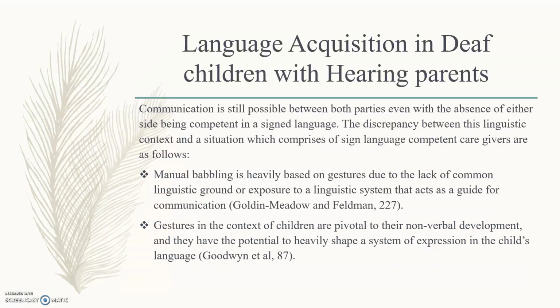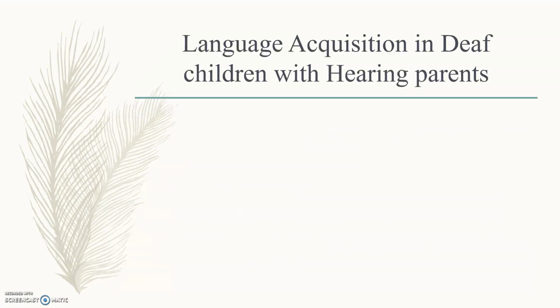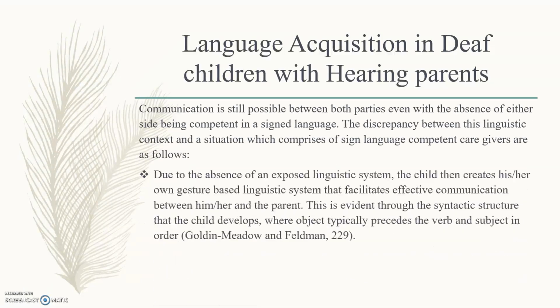Gestures in this context of children are pivotal to their nonverbal development, and they have the potential to heavily shape a system of expression in the child's language. So gestures lend themselves to how a language develops. So in this case, due to the absence of an exposed linguistic system, the child then creates his or her own gesture-based system that facilitates effective communication between him or her and the parent. This is evident through the syntactic structure that the child develops, where the object typically precedes the verb and subject in word order.